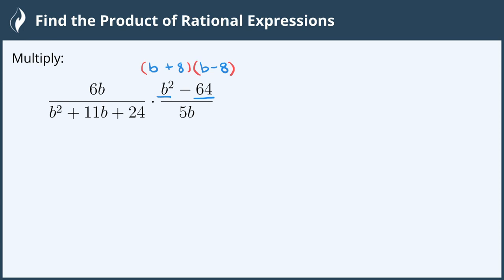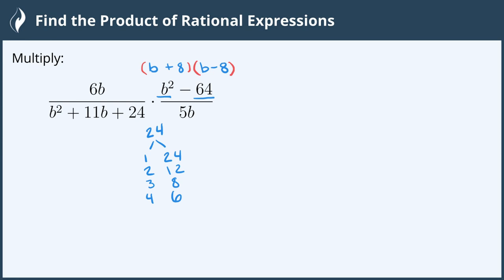Now we can factor the denominator of the first fraction. In this case, we have a trinomial, so we're going to need to use the AC method, or in this case, because the A is 1, we just need to find all the factors of C, or 24. We will find a combination of those to give us the middle term of 11b. Let's start by finding all of the factors of 24. 24 is 1 times 24.